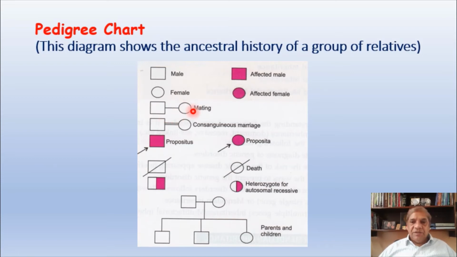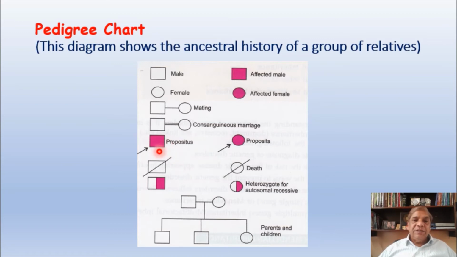A mating, it may be a marriage or a sexual mating, which has resulted in offspring or children, is represented by a line joining a male and a female. So this shows the mating. And if the mating is between two cousins, first degree or second degree cousins, then you have to represent them by a double line, which has special importance, because cousin marriage is very important to know in genetics. If you do not know the history about the cousin marriage, you are going to miss many things.